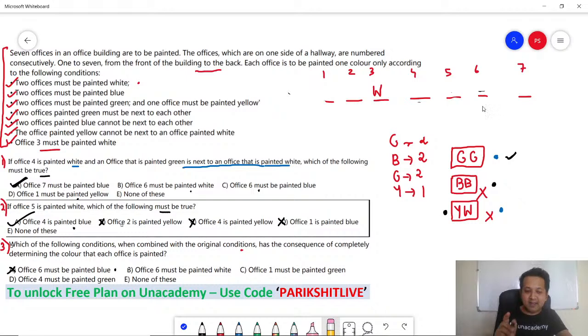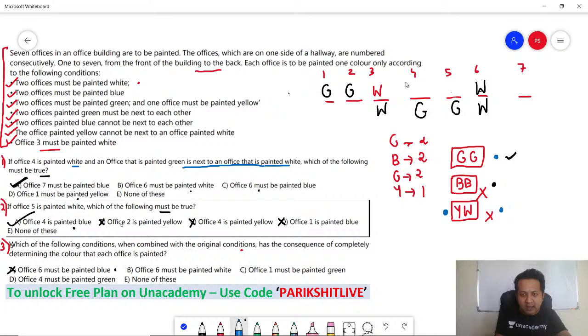Remember, you got to get one answer. Office 6 must be painted white. Let's check. 6 is painted white. Okay. In this scenario, again you have got two possibilities. Remember, there are two greens and both the greens have to be together. So it can be 1 and 2, okay? Or the other possibility is it can be 4 and 5. Correct? Next, remember, yellow cannot be next to white.